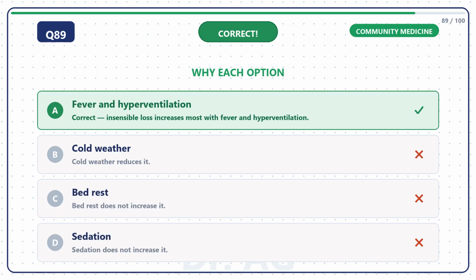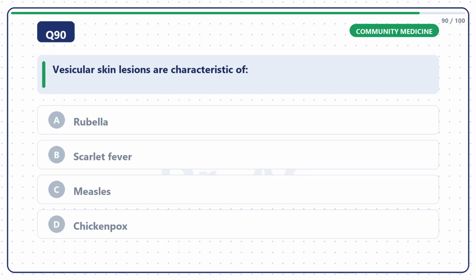Correct. Insensible loss increases most with fever and hyperventilation. So, the right answer is option A. Fever and hyperventilation. Question 90. Vesicular skin lesions are characteristic of option A. Rubella. Option B. Scarlet fever. Option C. Measles. Option D. Chickenpox.